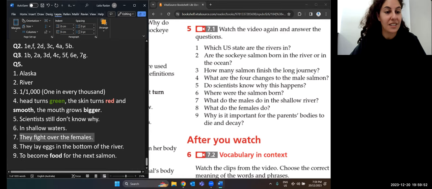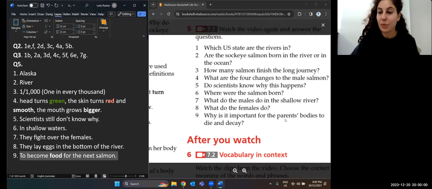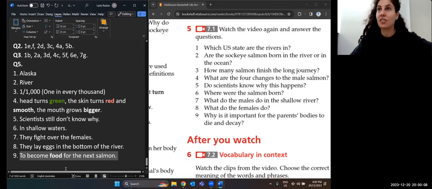Why? You could start the answer with "because": to become food for the next salmon. That's why their bodies die and decay. Remember decay, they go into the ground and become food, to become food for the next generation, for the next salmon.